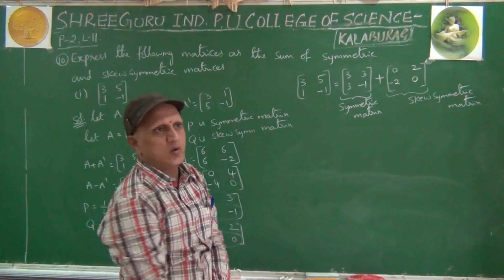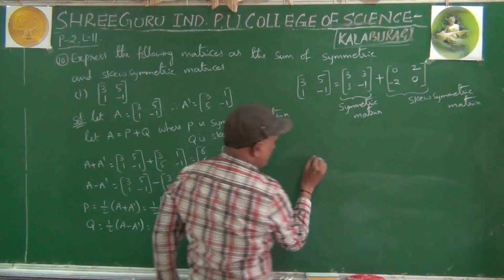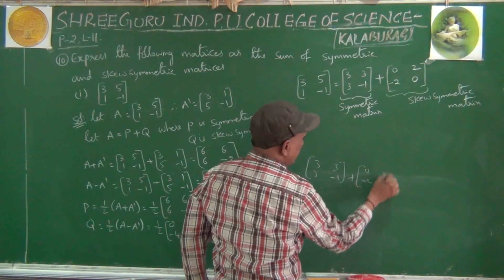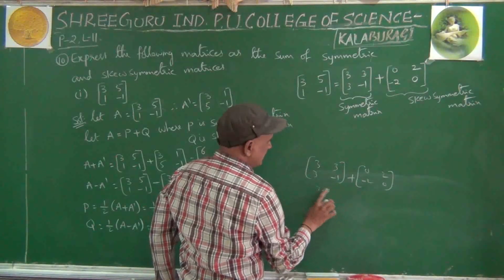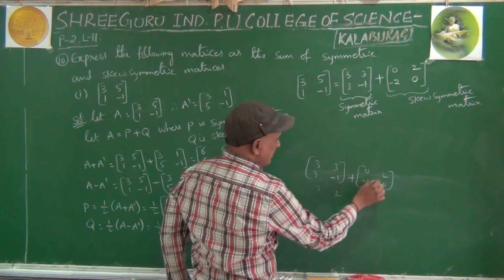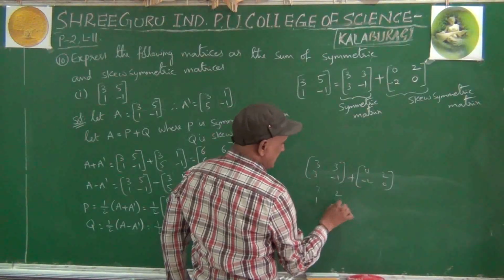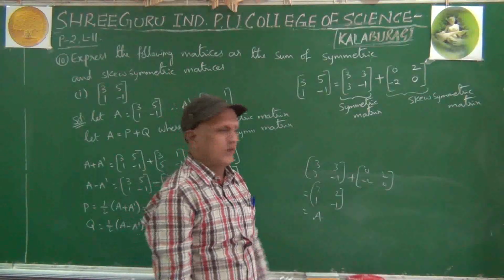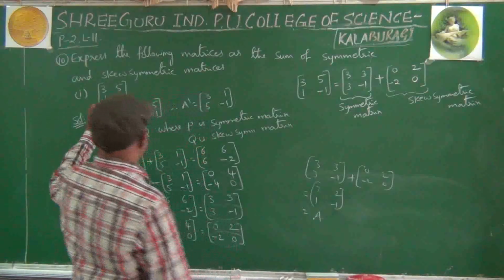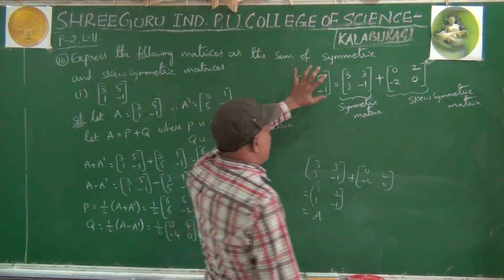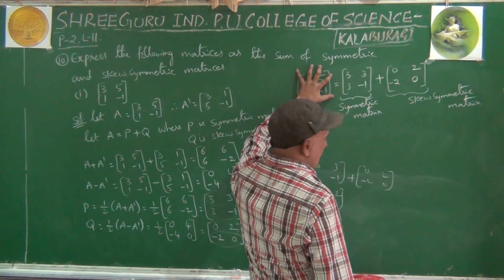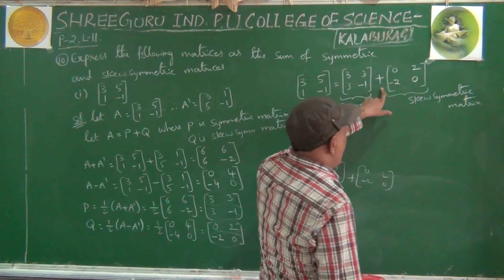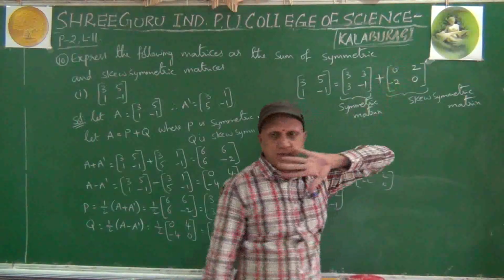But don't add these two like this. Few people are adding like this: 3 plus 0, 3. 3 plus 2, 5. 3 minus 2, 1. Minus 1 plus 0, minus 1. Therefore, P plus Q equals A. We did not ask you to prove this. We are asking you to express the matrix given in the question as the sum of symmetric and skew symmetric.